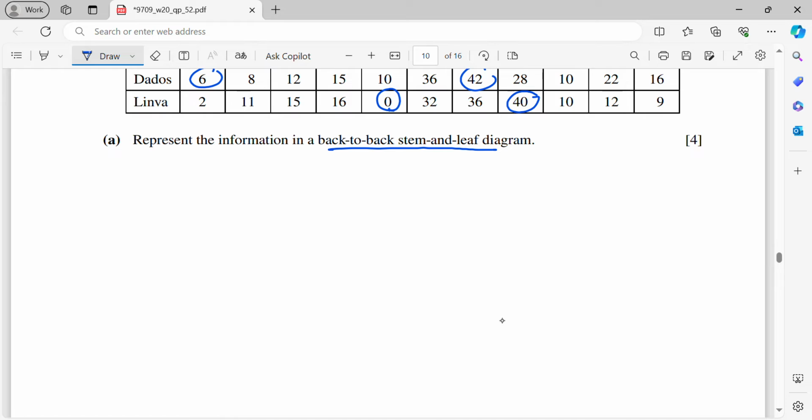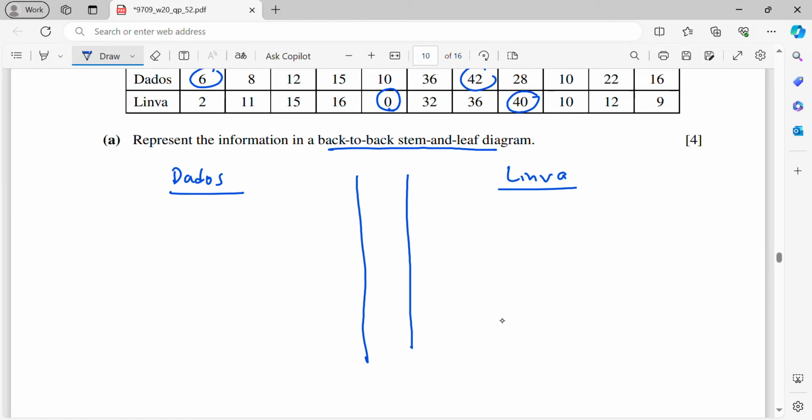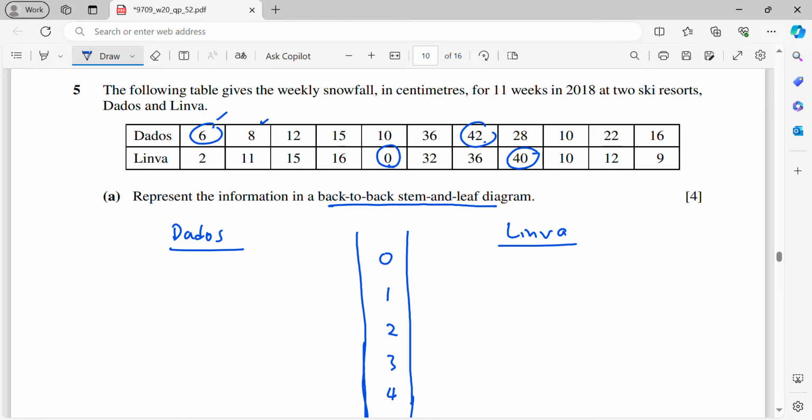Okay, so now I will write here Dados and Linva. Since smallest is 0, I start with 0. Then biggest is 42, so 1, 2, 3, 4. Alright, so now start labeling. For Dados, ones digits 6 and 8. Then I have 2 tens, so I will write 0. After that I have 12, 15, 16, so 2, 5, 6. Then 22, 28. After that 36, 42.